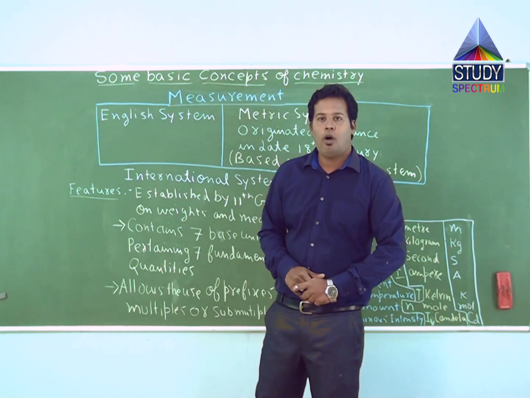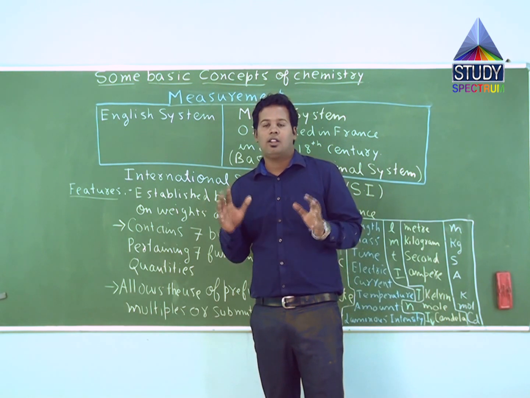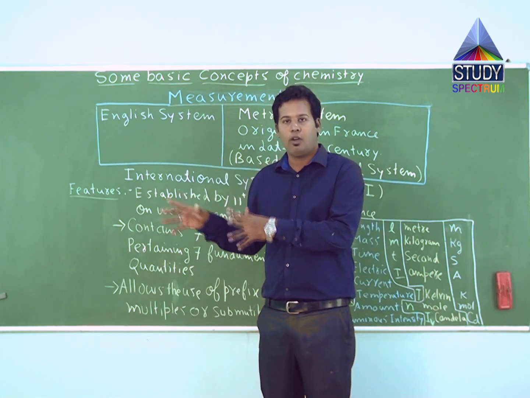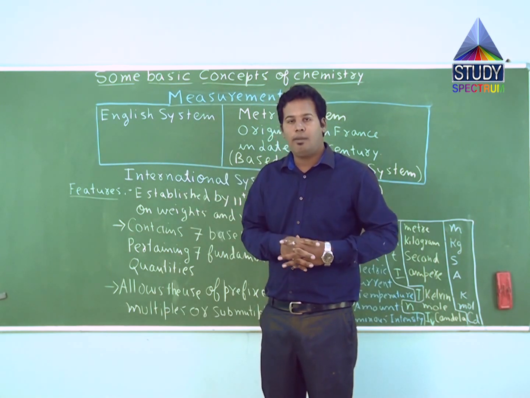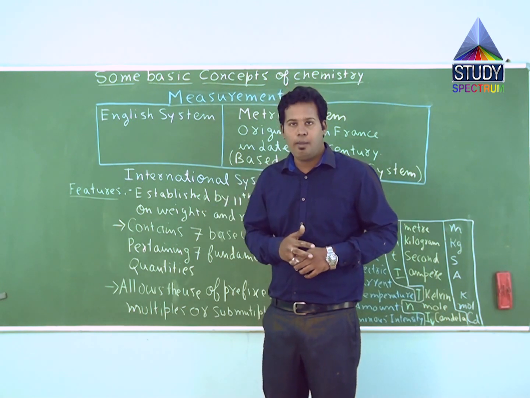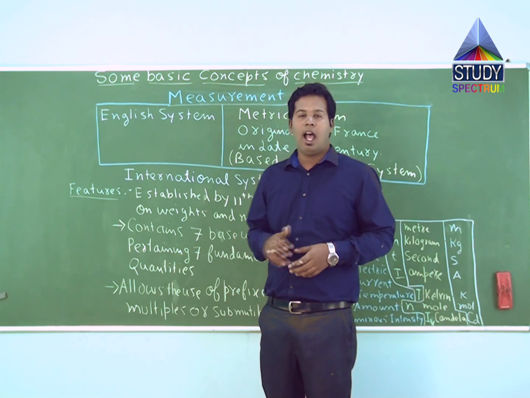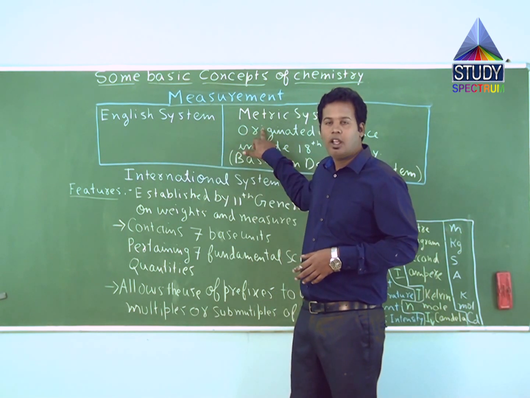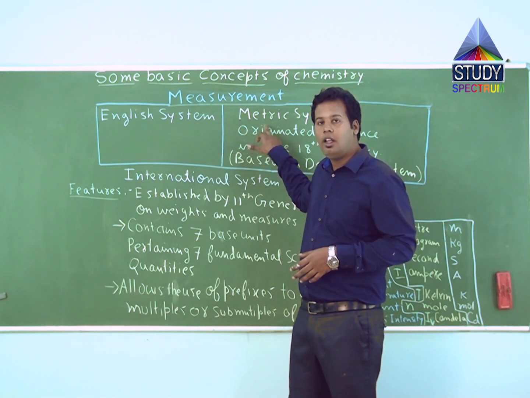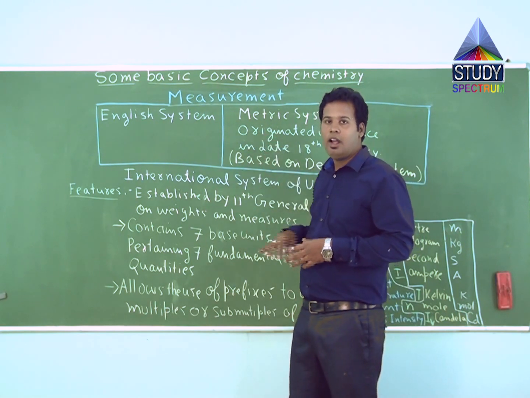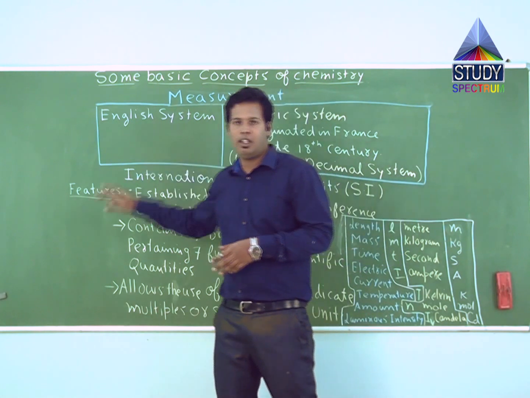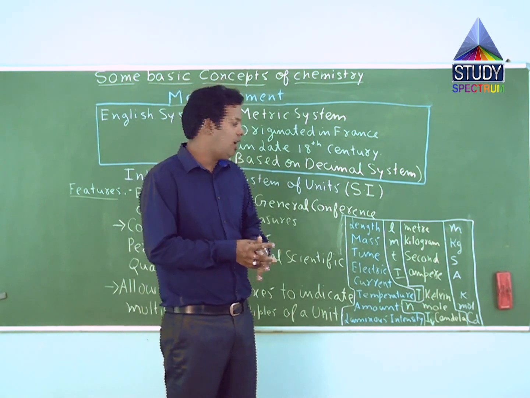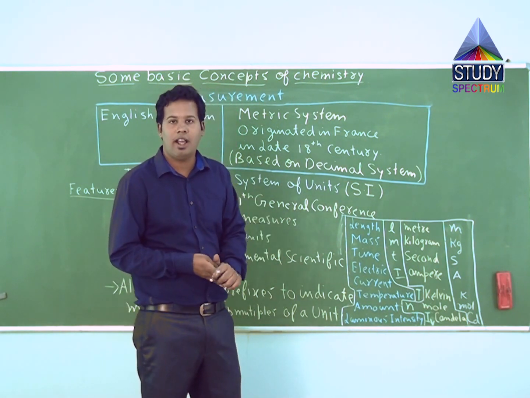So when we talk about properties of matter, there are certain properties which are supposed to be measured, which come into the quantitative aspect of matter. A quantitative measurement is represented by a number followed by the unit in which it is measured, and we have the SI system. Earlier we had the English system and metric system. Metric system originated in France in the late 18th century, and it was based on the decimal system. It was far more convenient than the English system, but a common system was required, and in 1960 came the international system of units, also called SI units.